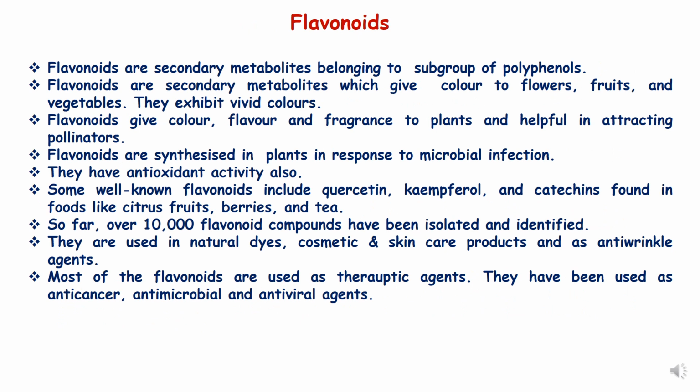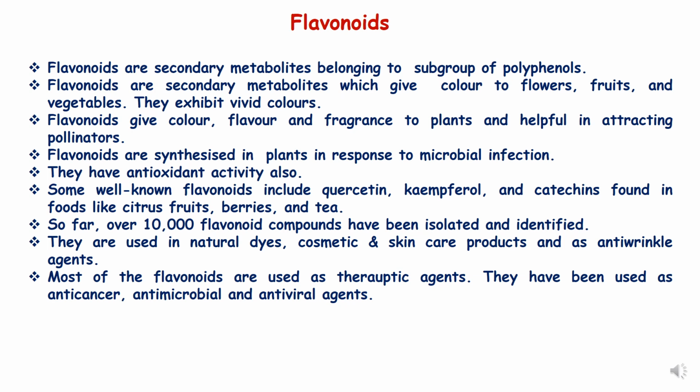So, what are flavonoids? Flavonoids are secondary metabolites belonging to a subgroup of polyphenols. They are responsible for giving color to flowers, fruits, and vegetables. They exhibit vivid colors. Besides giving color, flavor, and fragrance to plants, they are helpful in attracting pollinators. They are synthesized in plants in response to microbial infection.